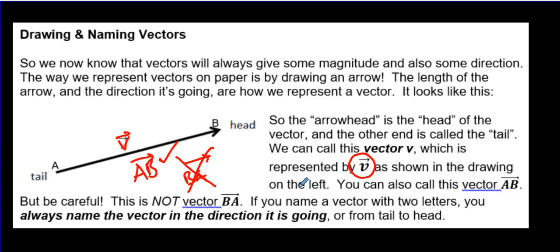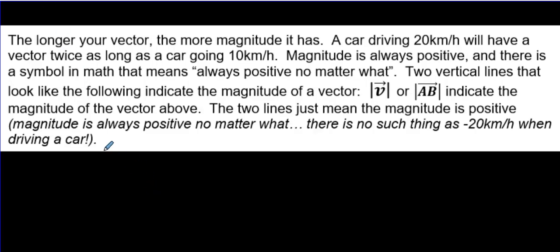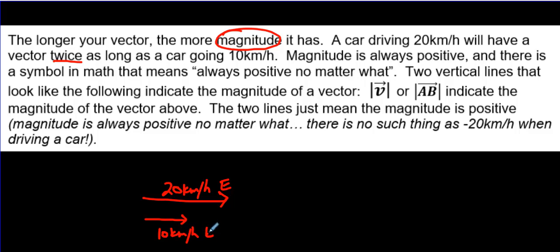Is that it for that page? Yes, it is. The longer your vector, the more magnitude it has. A car driving 20 kilometers per hour, let's say it's driving 20 kilometers per hour east. Okay, 20 kilometers per hour east. That is going to have a vector that's twice as long as a car only going 10 kilometers per hour. Okay, so this vector here would be 10 kilometers per hour. Also going east, it's going in the same direction, but it would be half as long as this. Okay.